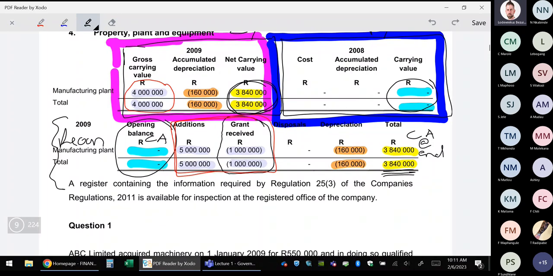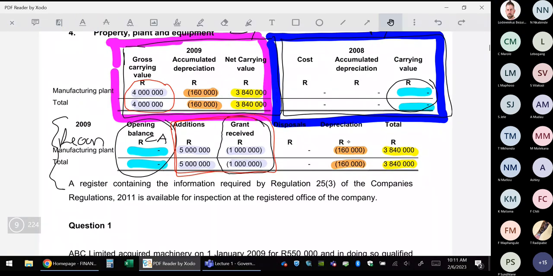So current year depreciation of 160 is taken to accumulated depreciation. There was no accumulated depreciation last year. So 0 plus 160 in the current year gives us accumulated depreciation at the end of the year.